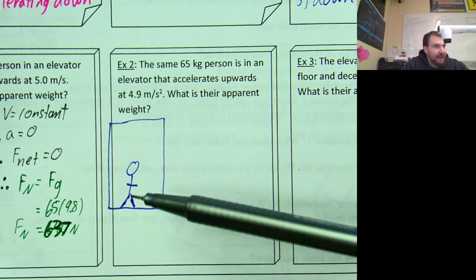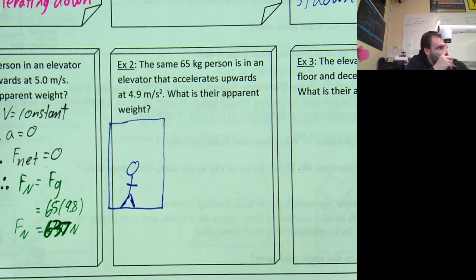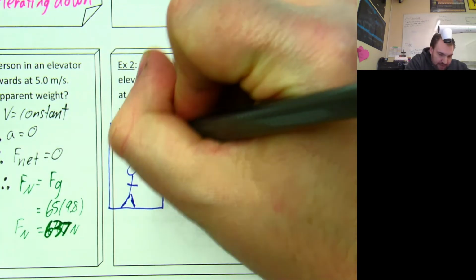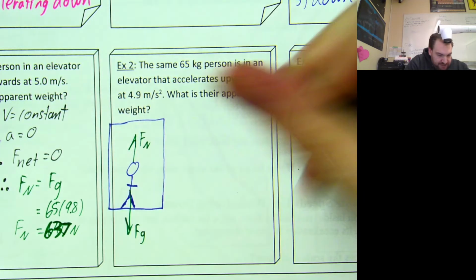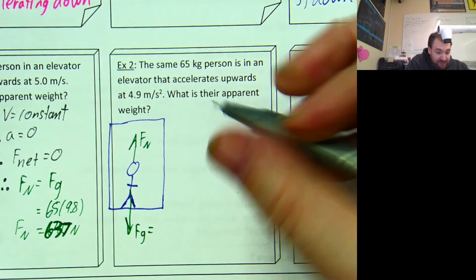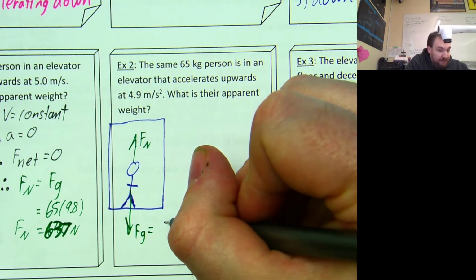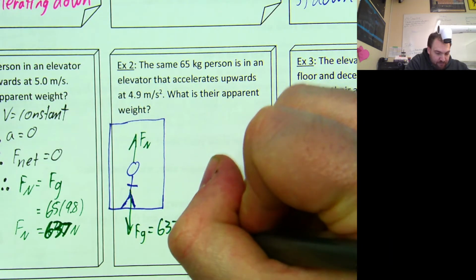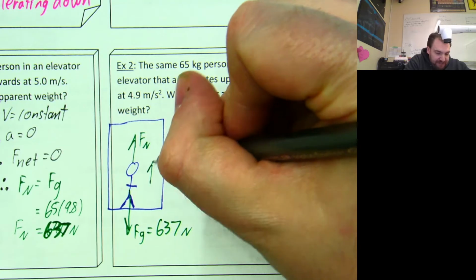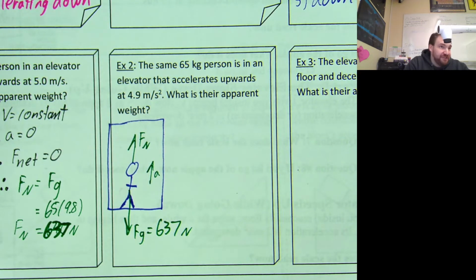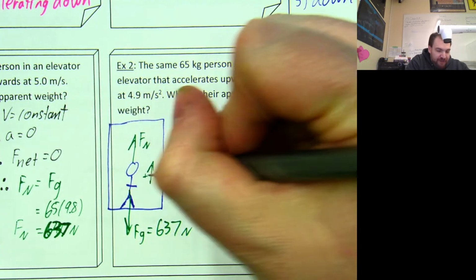What forces are acting on that person? Fg and Fn. Good. So I got an Fn up. I've got an Fg down. Fg is 65 times 9.8. That's going to be 637. We know that this person is experiencing an upwards acceleration. And for the sake of this problem, I'm going to call that direction positive.